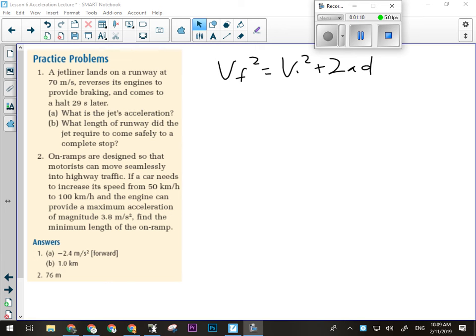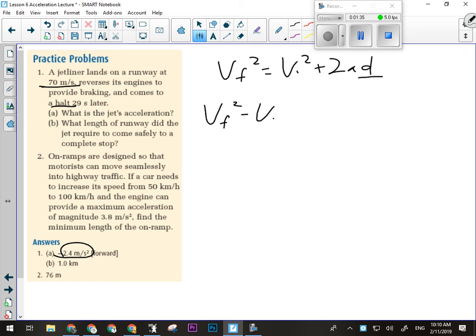Now for part B, we're looking for the length of the runway, so we're looking for D. We know it lands on the runway at 70 meters per second and comes to a halt, so we know VF is 0, and we just calculated A, so now we can find D. But we have to manipulate to get D by itself. I'm going to subtract VI squared over to the other side. That equals 2AD. Then I'm just going to divide by 2A, and that'll leave D by itself.